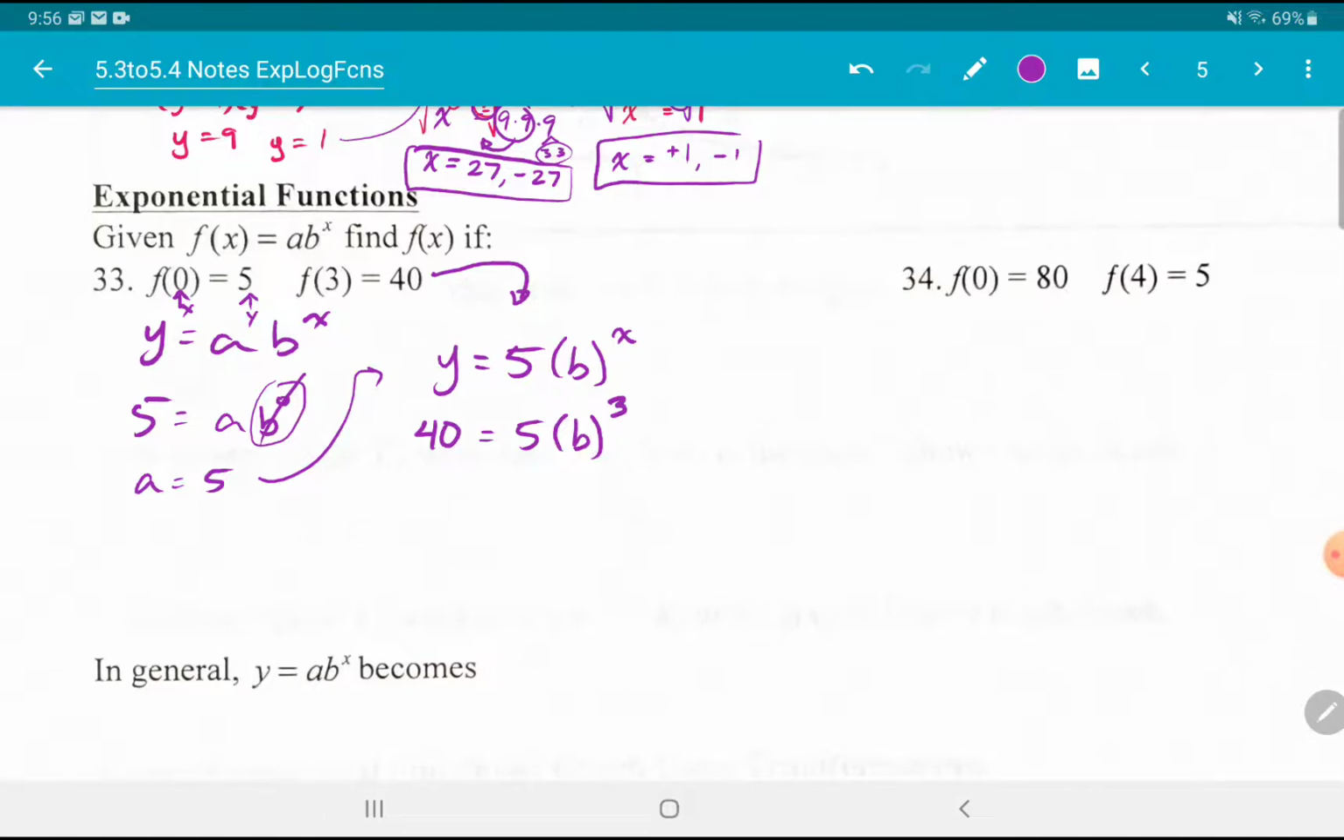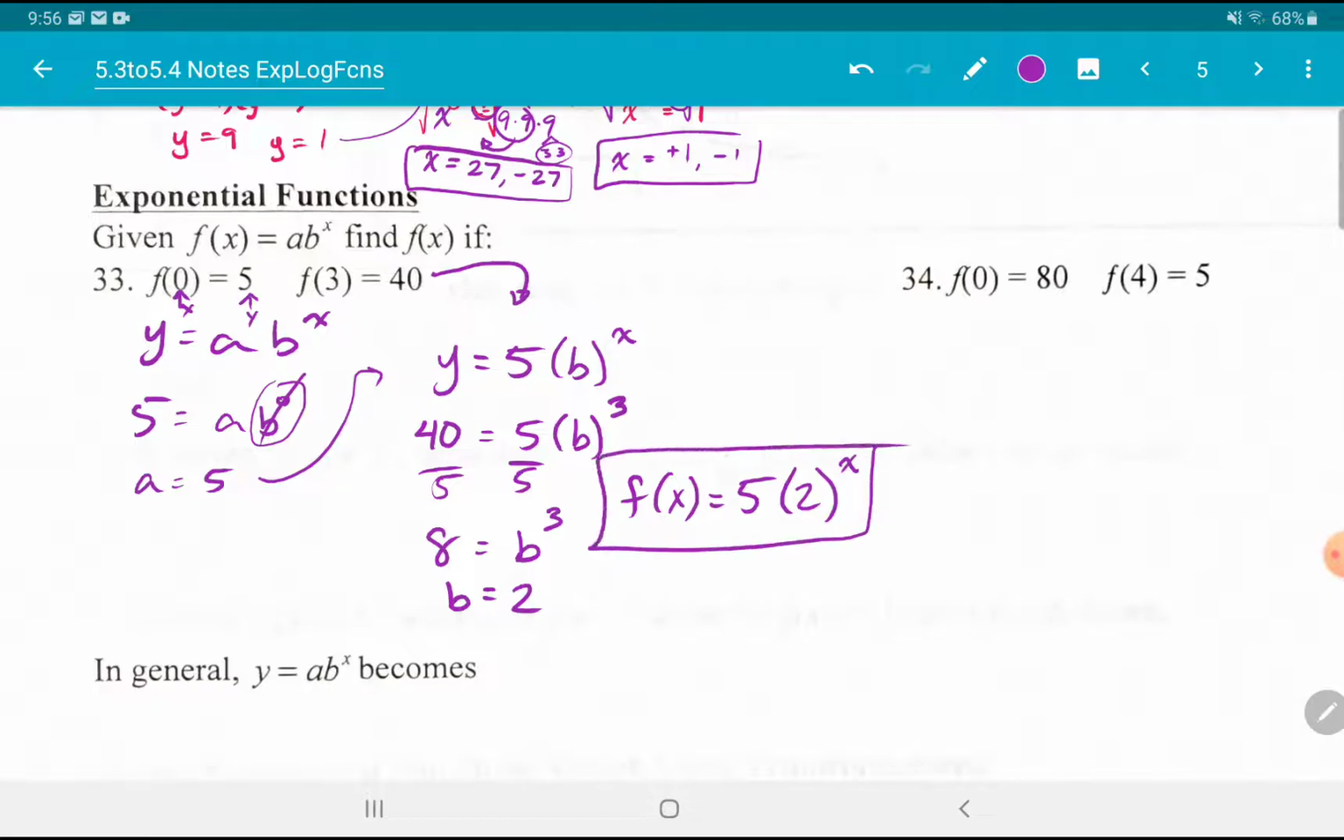So in solving for this, we can divide both sides by 5. We get that 8 is equal to b cubed. So what times what times what gives us the value of 8? Hopefully you're saying that's the value of 2. Okay? So in this case, what we see is that our function f of x is equal to, let's plug everything in, the a value is 5, the b value is 2. And there's your equation, like that.